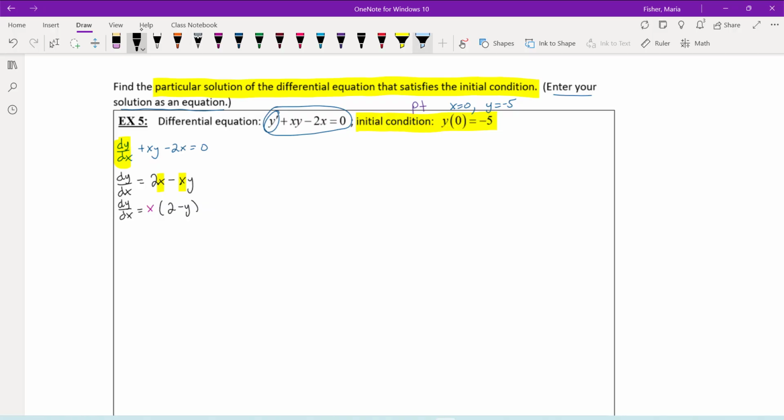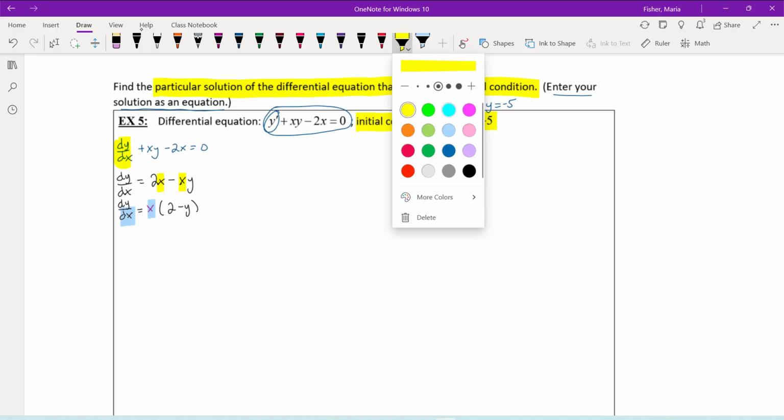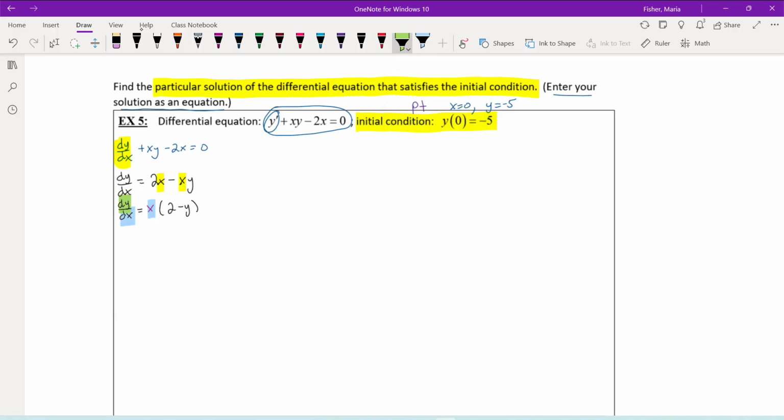Now it's time to separate the variables. I need all my x's together, and then I'm going to need all my y's together. If I multiply both sides by dx, I get dy is equal to x times 2 minus y times dx. Dividing both sides by 2 minus y, I get dy over 2 minus y is equal to x dx. Now we can integrate both sides because we've separated variables.